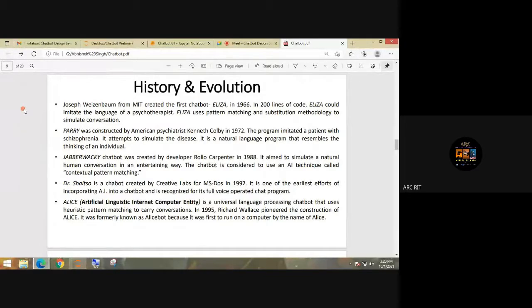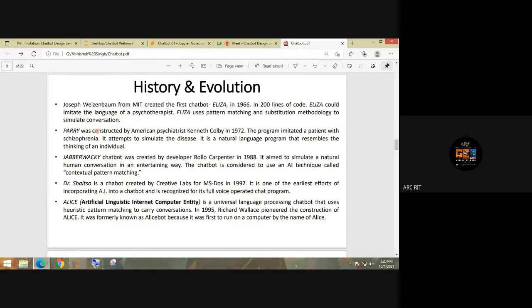Joseph Weizenbaum, an MIT graduate, created the first chatbot, Eliza, in 1966. In 200 lines of code, this chatbot worked like a psychotherapist. It used a pattern matching and substitution methodology. I'll tell you later what this pattern matching is. And then it started conversations with people.